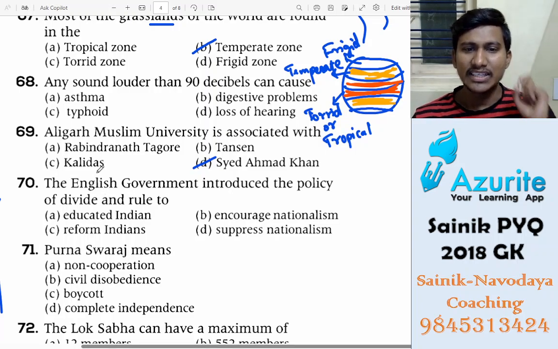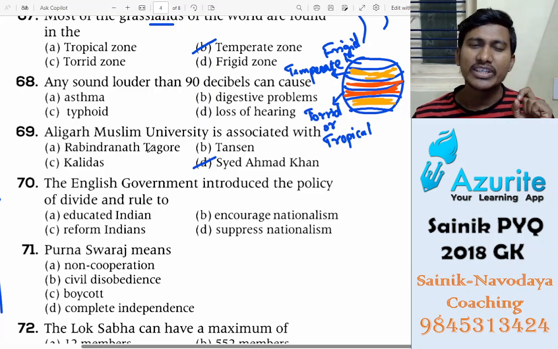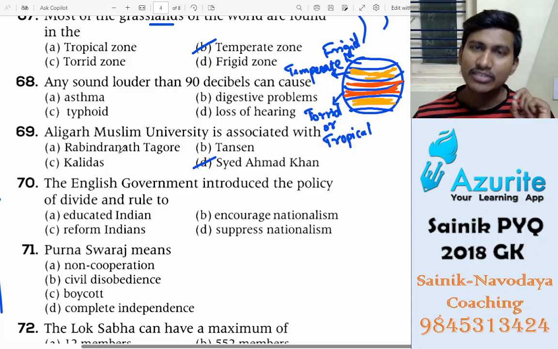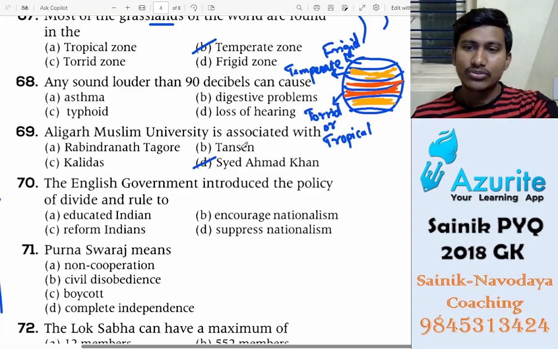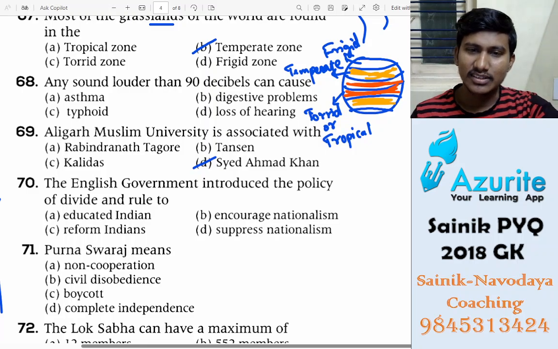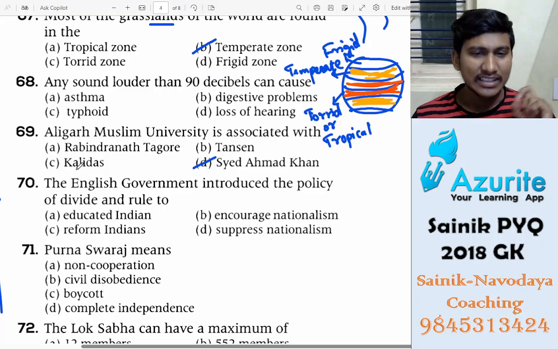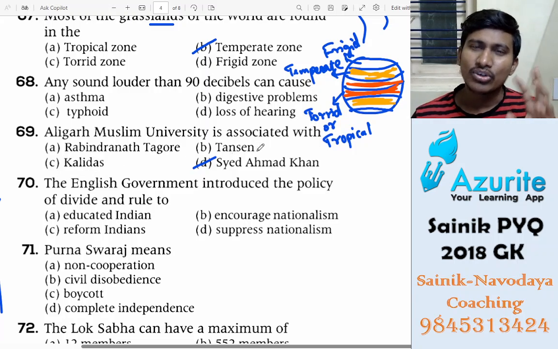Apart from that, Rabindranath Tagore is the person who started the Gurukulam system, the Shantiniketan school. You may have heard of it, right? So Rabindranath Tagore started the Shantiniketan school, a Gurukulam system of school. Kalidasa is a poet, a Kavi. You should remember this. So we saw Kalidasa is a Kavi. Tansen is also what? A musician. He was in Akbar's Darbar, King Akbar's Darbar.